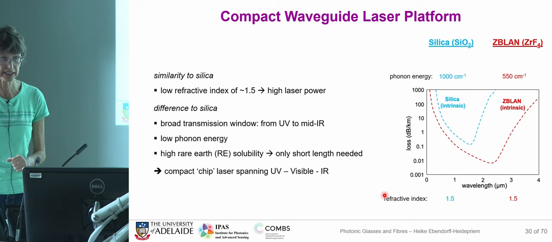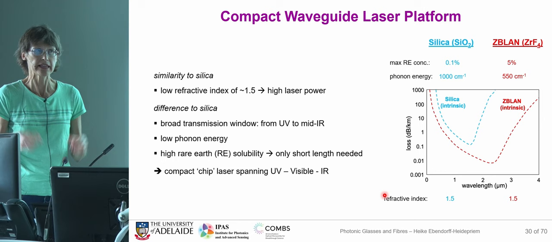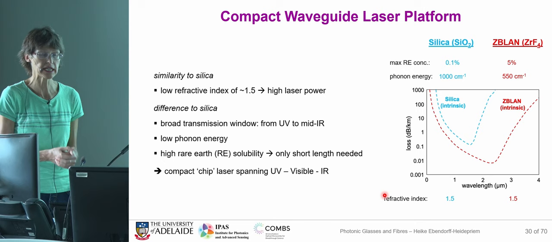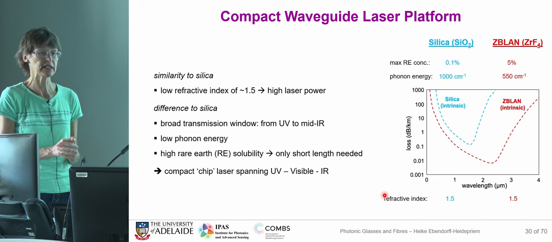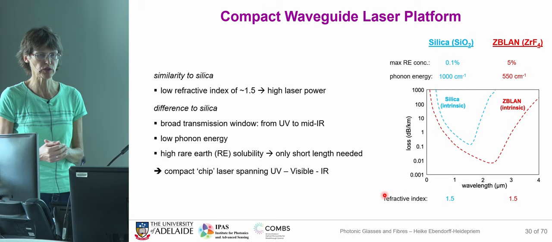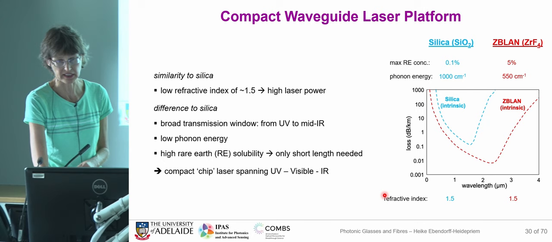And the rare earth solubility is very different for the two glasses. So Ziblan with 5% has a much higher rare earth solubility. That means more rare earths can be put into the glass without crystallization. And these rare earths, they show the fluorescence, which is then turned into a lasing action. And therefore, to build a very compact, that means a short length laser, it's important to have a high rare earth concentration. So from a compactness point of view, Ziblan clearly has an advantage. Now, how to create then waveguides in a bulk glass?